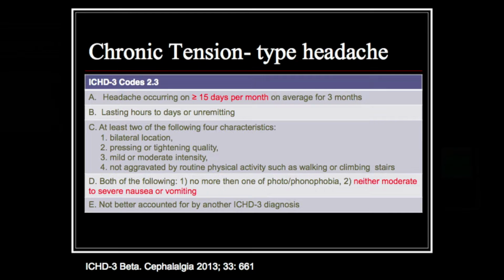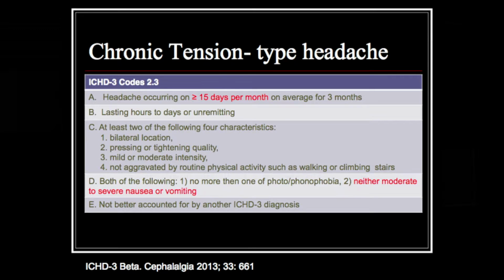Chronic tension type headache is primarily diagnosed by the frequency of these tension type headaches. So if they have more than 15 days per month with these headaches, and they meet all the other criteria we just talked about for tension type headache. But what's interesting is that they can also have some mild nausea. They can't have moderate to severe nausea, but they can have mild nausea, but they have no more than either photophobia or phonophobia as an isolated symptom, which is somewhat confusing because you can see there might be some overlap between chronic tension type headache and chronic migraine in this situation. But nevertheless, this is the current ICD-3 criteria.